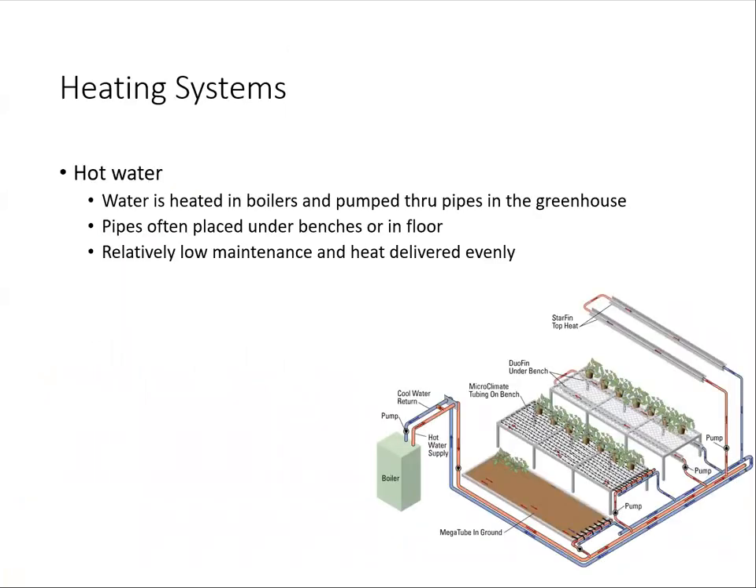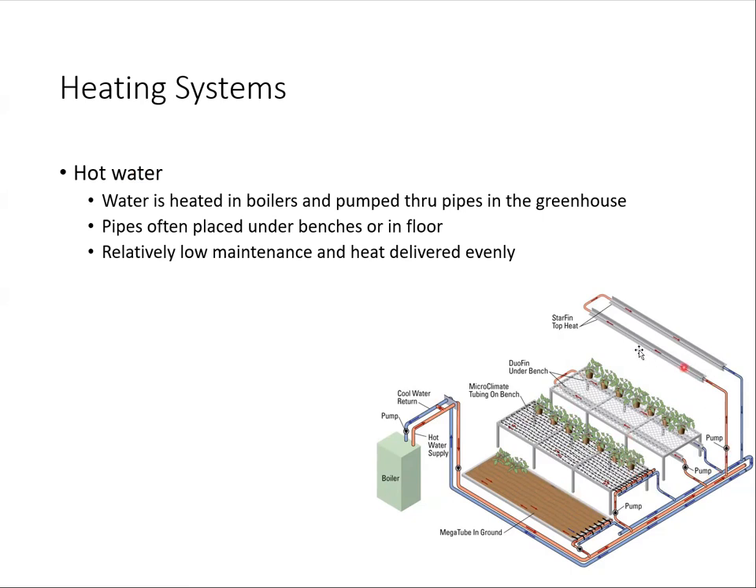Now, heating systems. There's a couple different ways to heat greenhouses. There's hot water systems. This is where water is heated in some sort of boiler, and then it's pumped out through pipes that are either in beds themselves, like in an at-grade soil bed, or they're piped through tubes on a table that the plants sit on. And so it keeps the roots warmer.